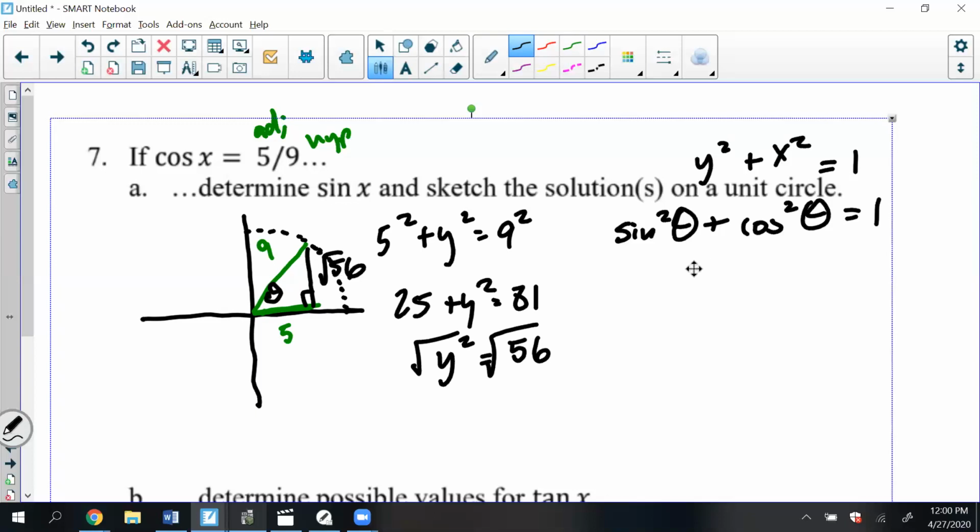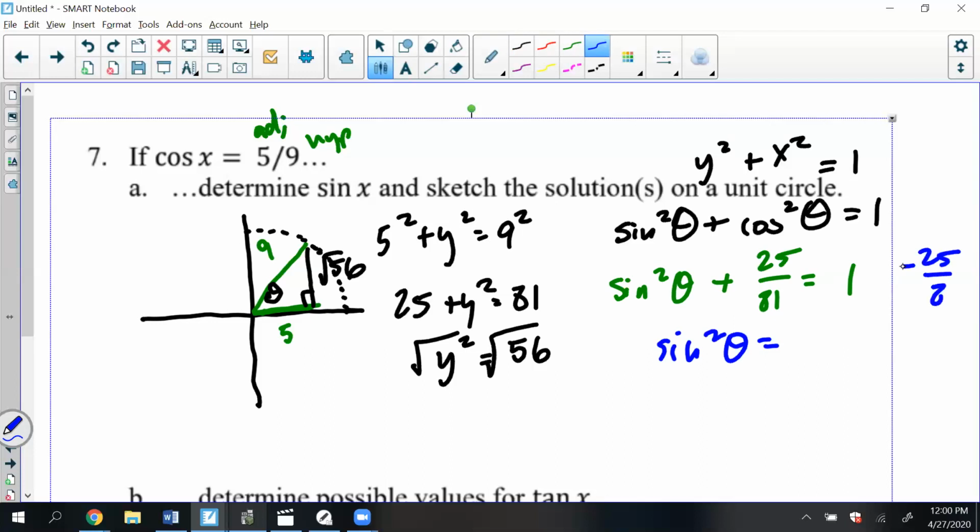Similarly, I can use my Pythagorean identity here, where I know cosine squared is going to be 25 over 81, plus sine squared theta equals 1. And you got to deal with the fractions, which isn't the worst, I guess. Sine squared theta then equals 1 minus 25 over 81.